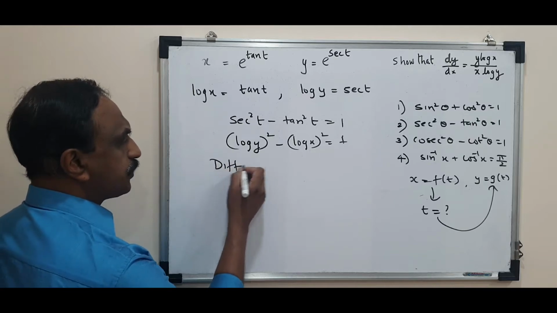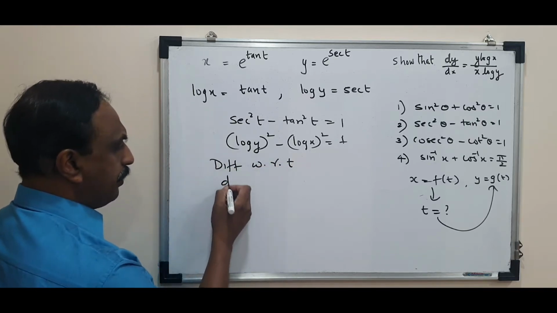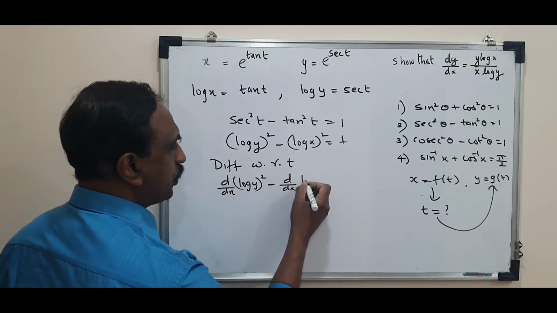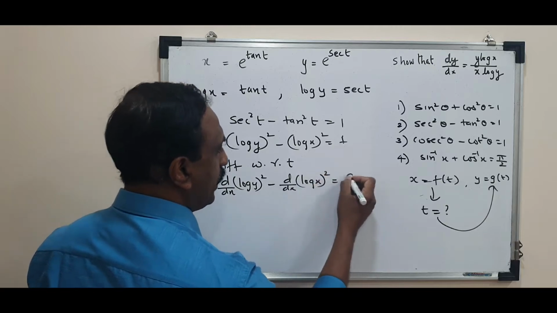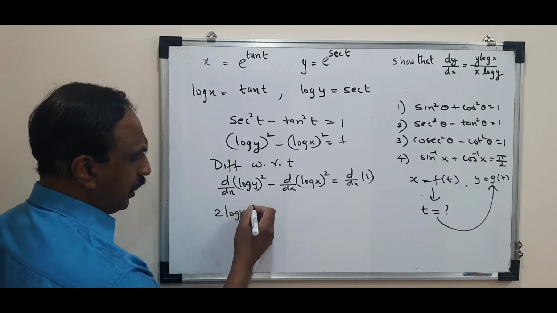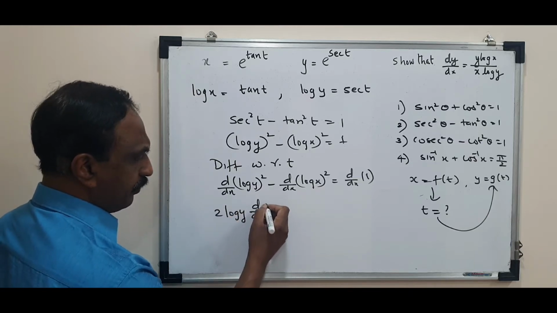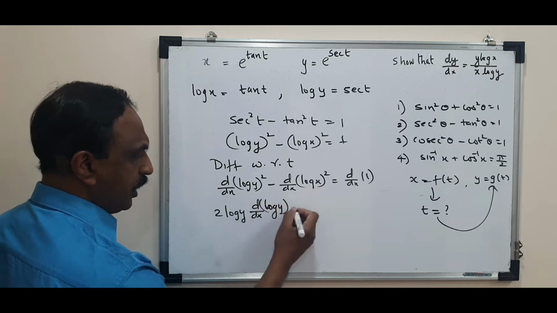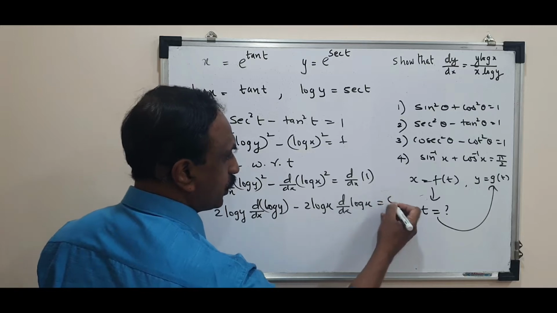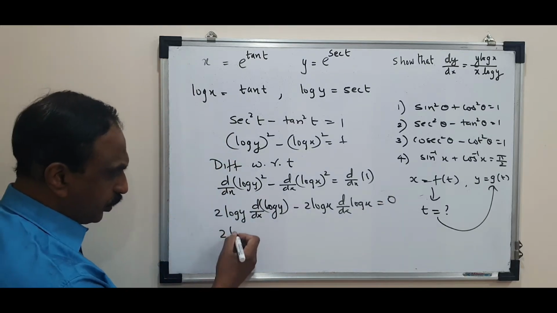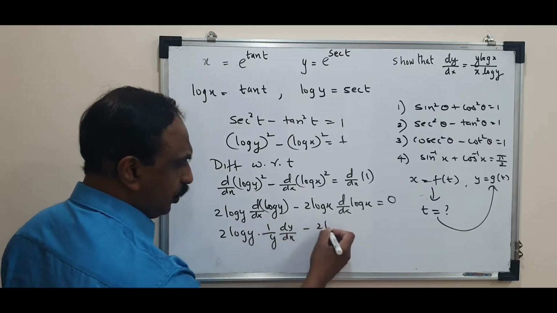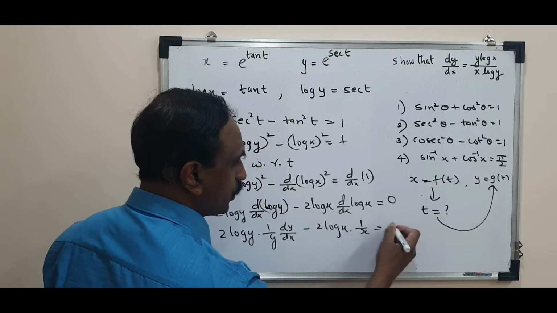So differentiating with respect to x. So dy dx of log y the whole square minus dy dx of log x the whole square equal to dy dx of 1. So I can get 2 log y into the derivative of log y, I'm differentiating with respect to x, minus 2 log x into the derivative of log x equal to 0. So now I can write 2 log y into 1 by y dy by dx minus 2 log x into 1 by x equal to 0.